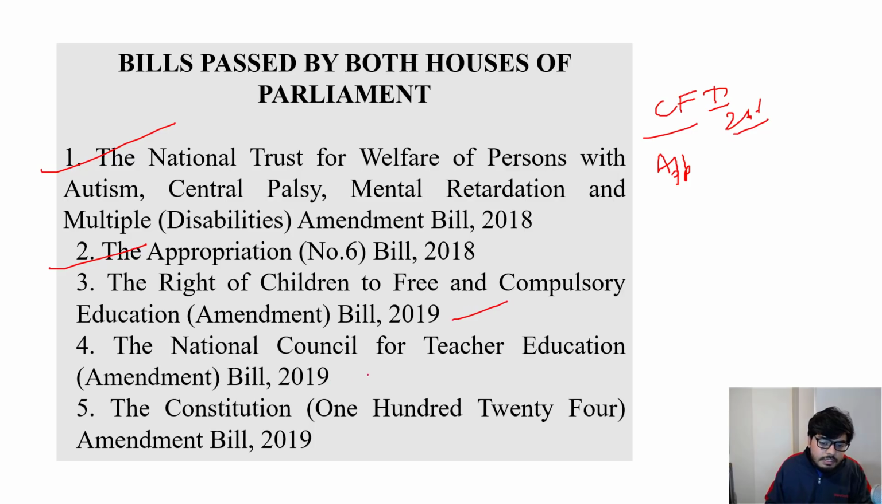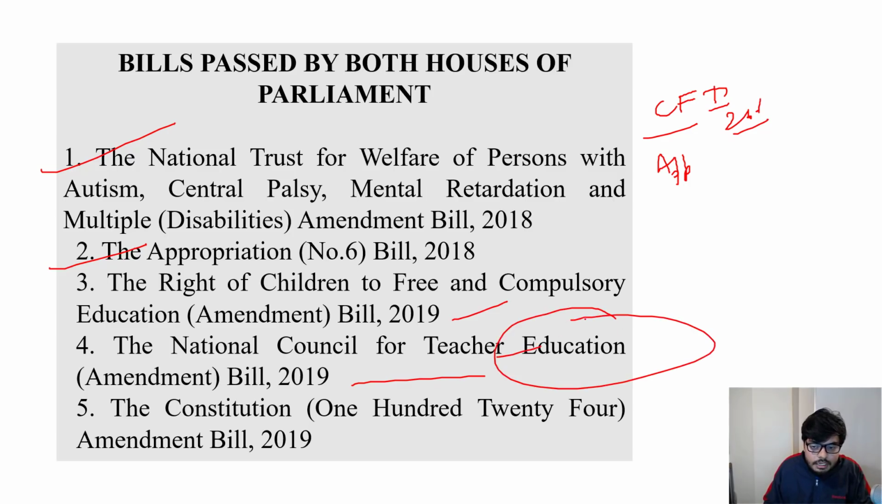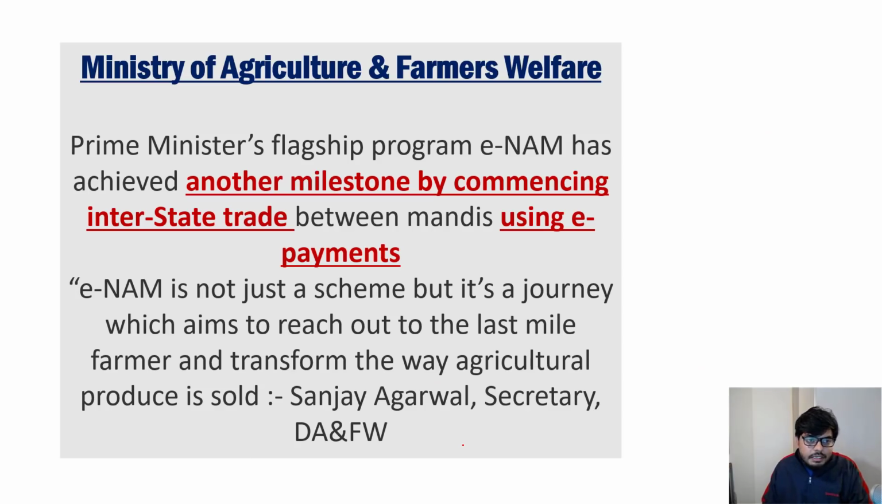And next, the National Council for Teacher Education. As I told you, this bill is very, very important. This is the statutory body and the most important body in the teacher education area of Ministry of HRD. Okay, so that's important. This bill came, and the last one was the Constitutional Amendment 124th bill. Okay, this was passed. Next information is from the Ministry of Agriculture and Farmers Welfare.